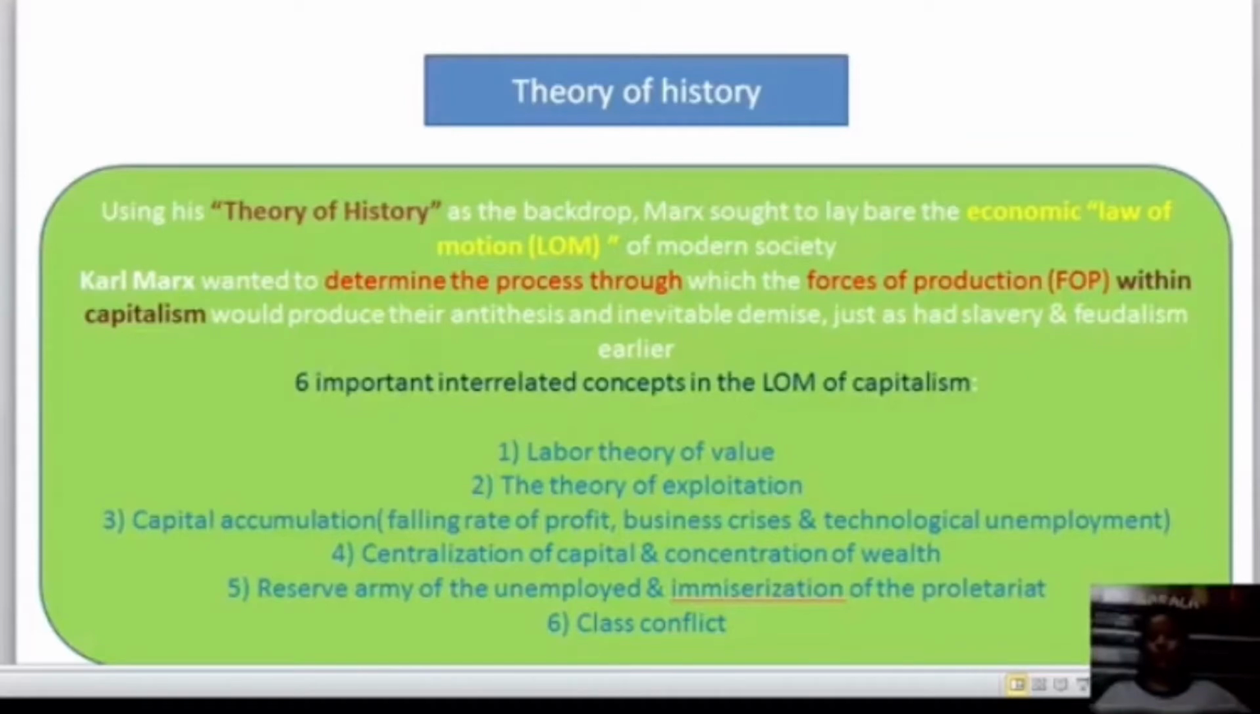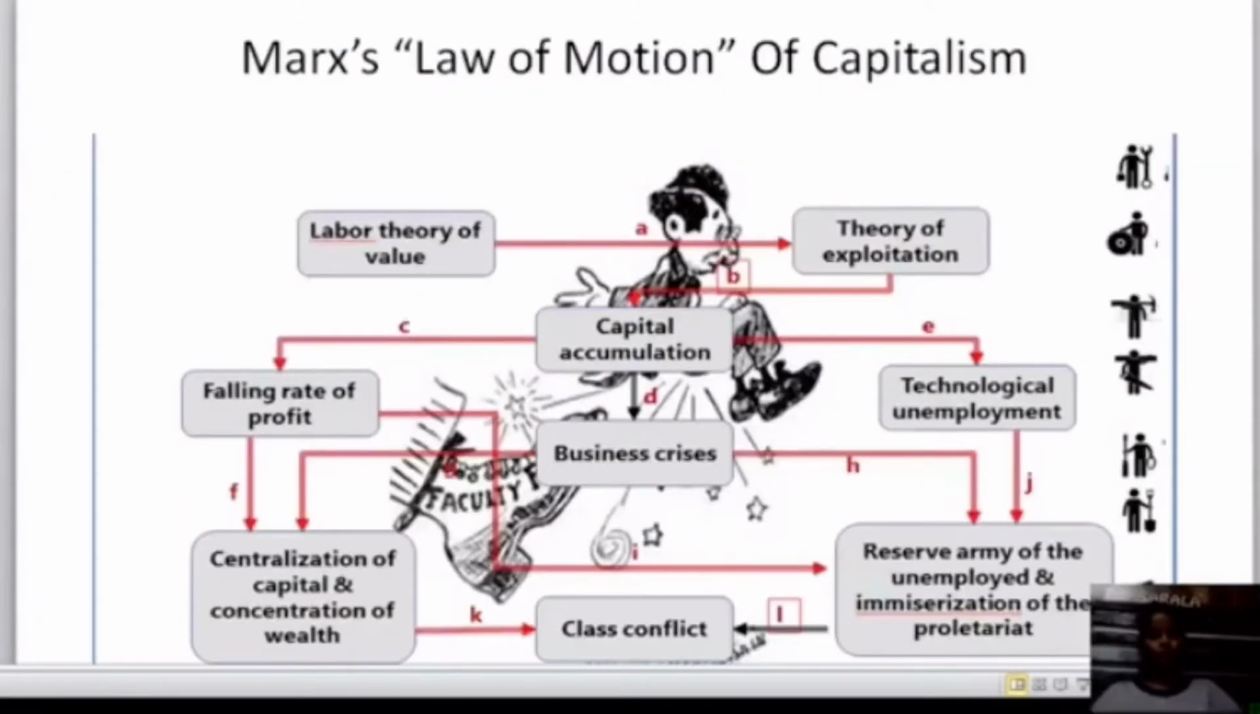Six important interrelated concepts in the LOM of capitalism are: first, the labor theory of value; second, the labor theory of exploitation; third, capital accumulation; fourth, centralization of capital and concentration of wealth; fifth, the reserve army of the unemployed and immiserization of the proletariat; and sixth, class conflict. So this is the process of the laws of motion. Here we'll discuss the labor theory of value and the theory of exploitation.